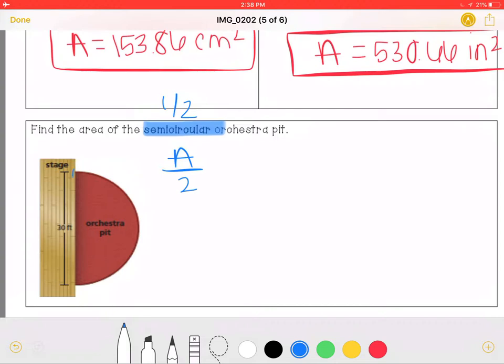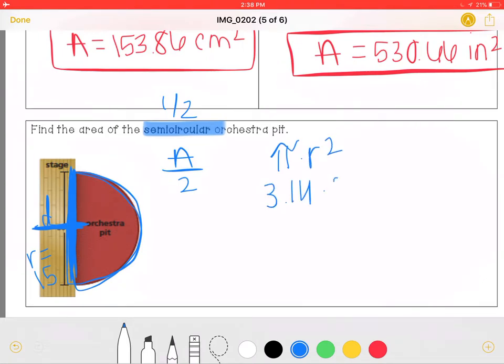So let's look at this. We want to find the area of the orchestra pit. So this right here, it's giving us this 30 feet. That is our diameter. If the diameter is 30, what would half of it be? What would our radius be? 30 divided by 2 is 15. So let's use that in our equation. Area equals pi times the radius squared. So we're squaring 15, multiplying by 3.14. So 3.14 times 15 times 15.